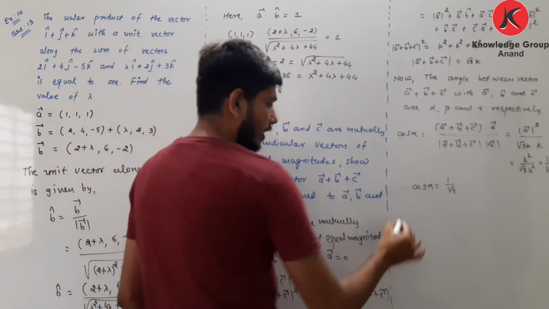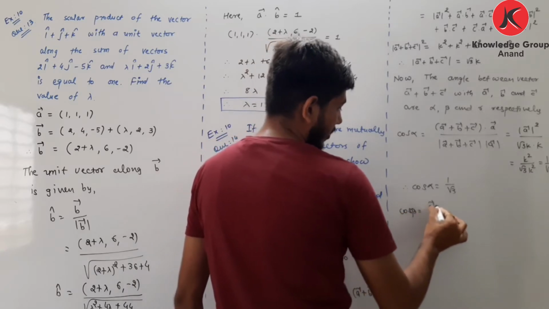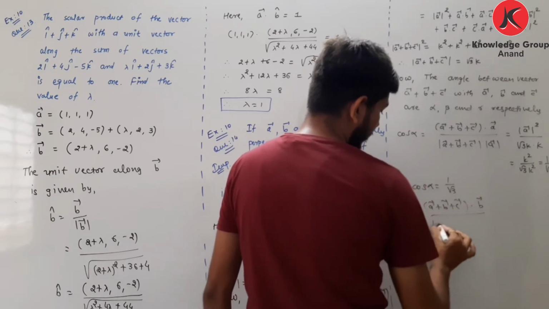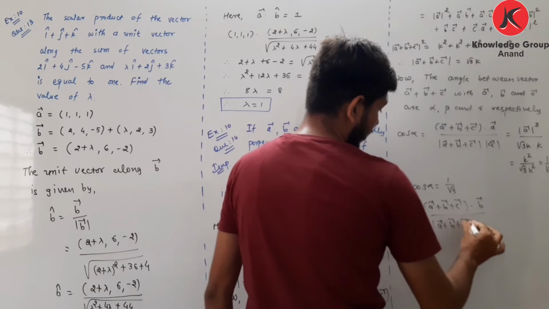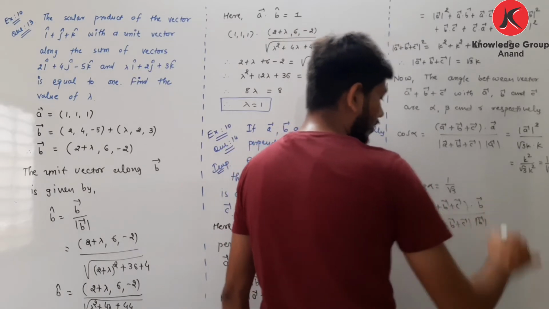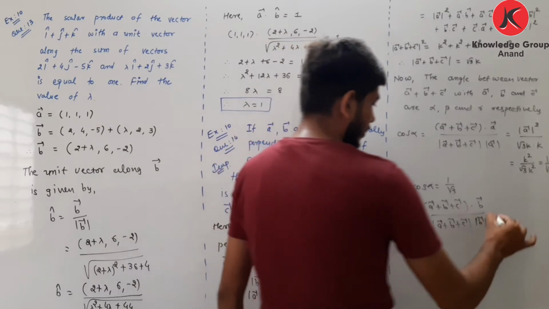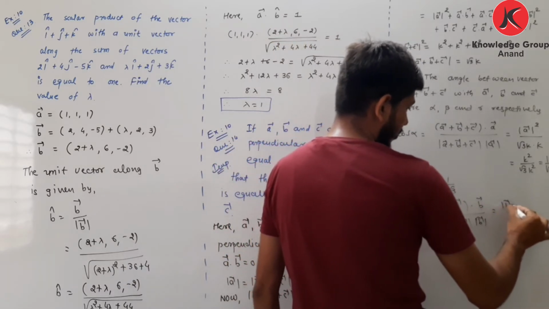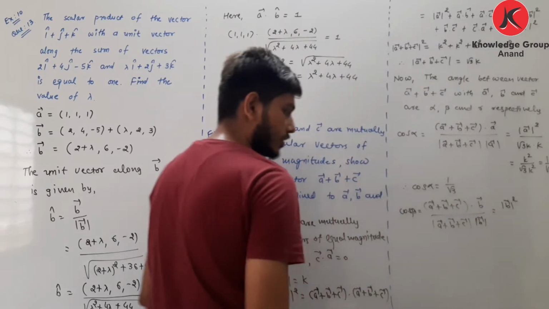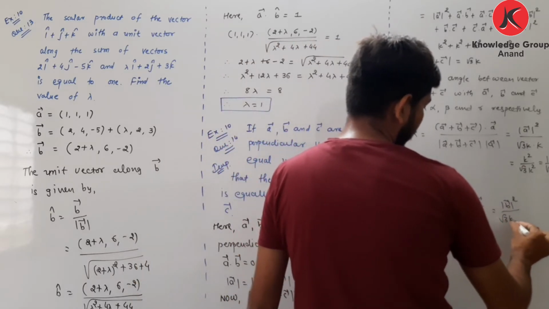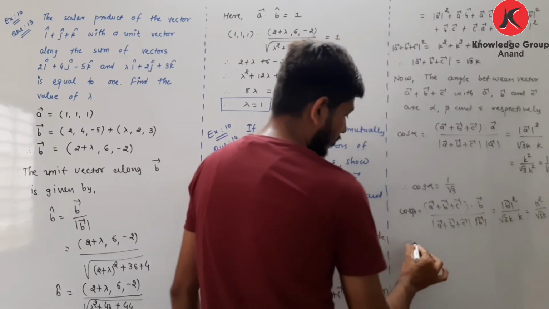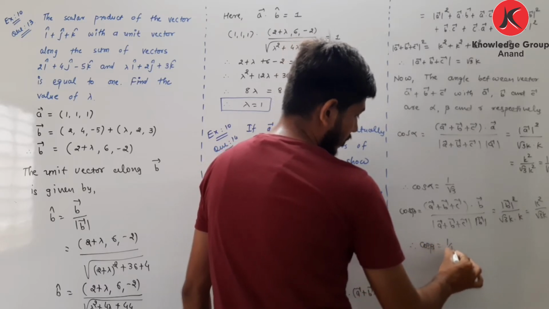Same as you can calculate cos beta, which equals A bar plus B bar plus C bar dot B bar divided by the magnitude of vector A plus B plus C into the magnitude of vector B. You can directly solve it: A bar dot B bar is 0, B bar dot B bar is magnitude of B square, plus C bar dot B bar equals 0. And this magnitude is given here, root 3 K into K. Therefore, we get K square upon root 3 K square, which equals 1 by root 3. Therefore, cos beta is also equal to 1 by root 3.